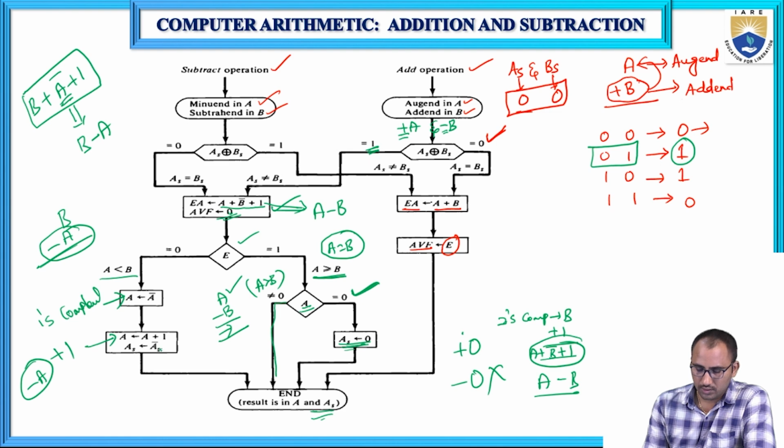Next, AS bar will be loaded into AS, because when you perform this A less than B, that means we are performing B minus A. That means we have to complement the sign of the A register also. That's why AS bar will be loaded into the AS. Okay, so this is addition.